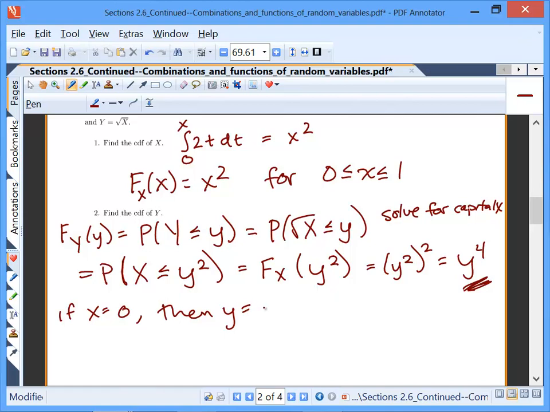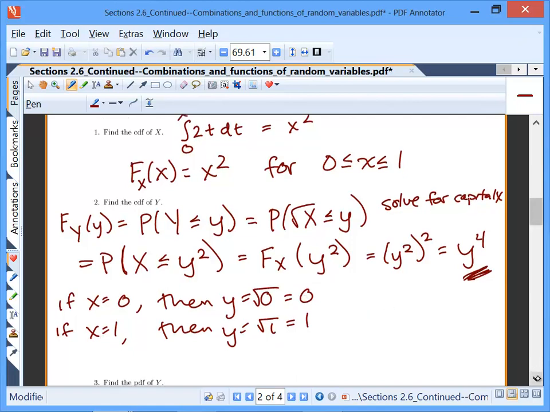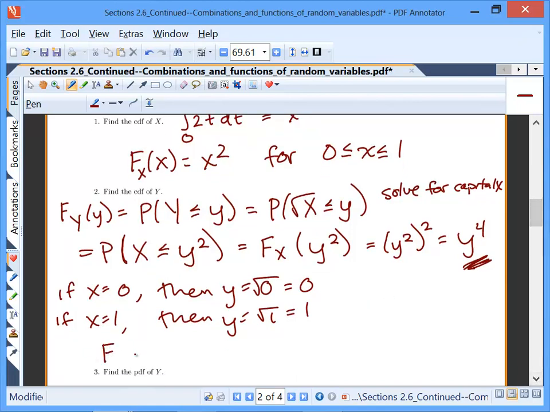As well, because y is the square root of x. And if x equals 1, then y equals the square root of 1, which equals 1. Okay. So my bounds are, in this case, by coincidence, the same. So my CDF of y, F of y, is y to the fourth for y values between 0 and 1.